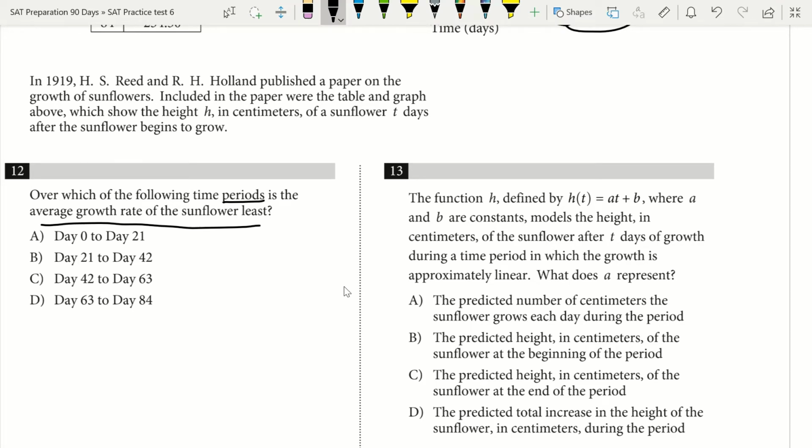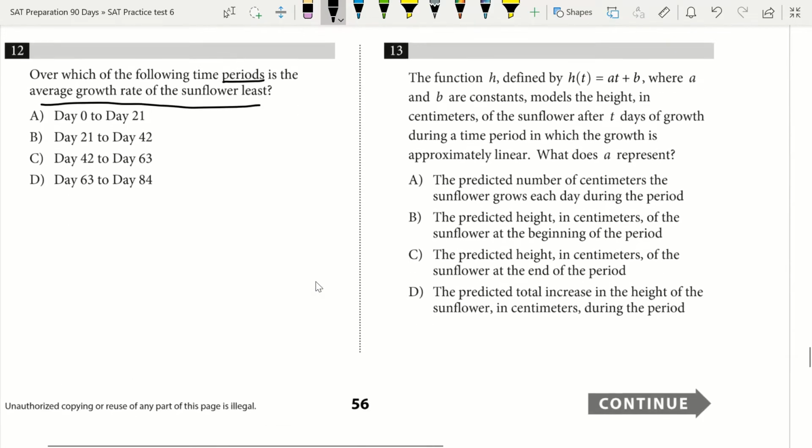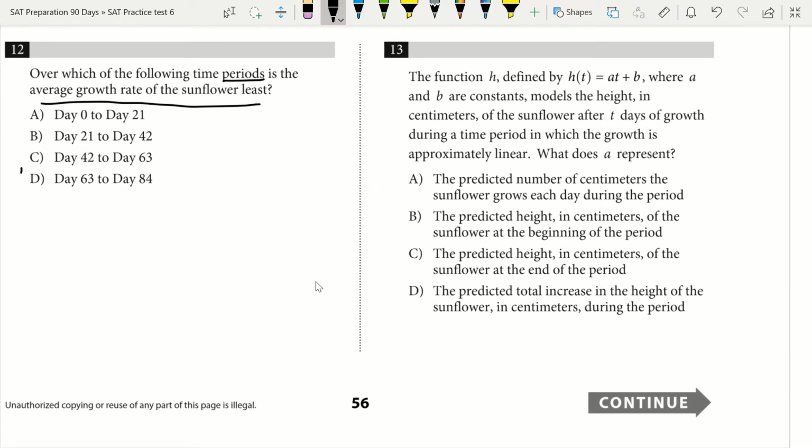Of the periods that I have, the latest one is 63 to 84, and I see that that's going to be where my slope is the smallest. So that's going to be the correct answer there. So answer for 12 there is going to be D.